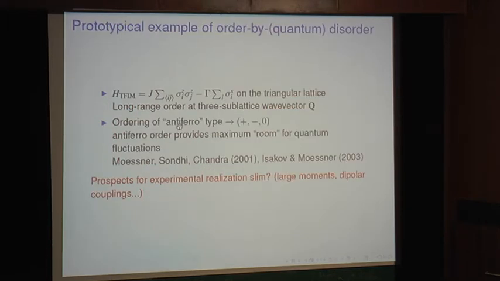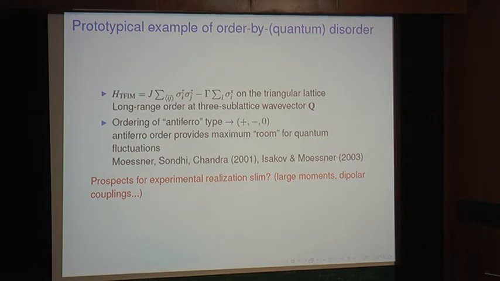And then of course there's a prototypical example, which is the transverse field Ising antiferromagnet, where you just take Ising's model and put a transverse field. This was used as a prototype of quantum order by disorder in a very well known paper by Roderich Moessner, Shivaji Sondhi and Premi Chandra, and then later by Isakov and Moessner. And in this case actually the ordering is of the antiferro type. So one sublattice fluctuates wildly and the others make an antiferromagnet.